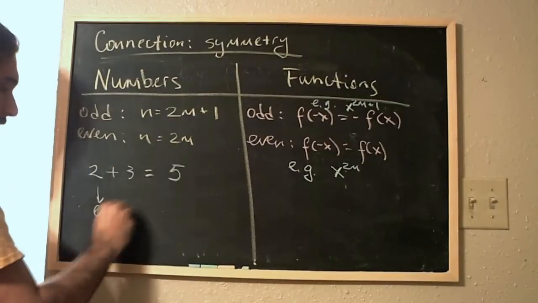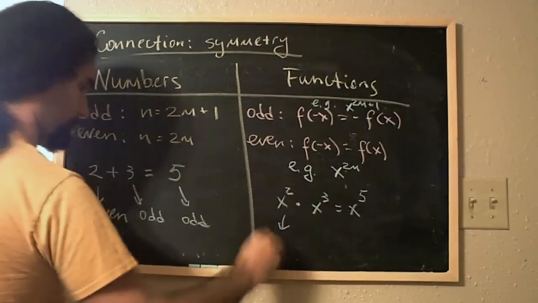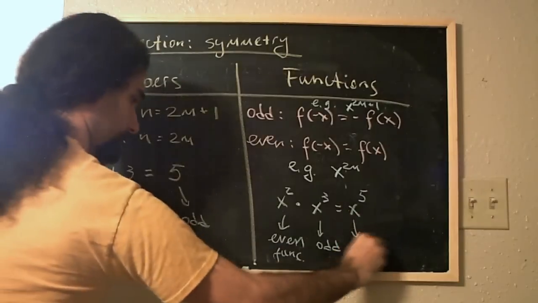So, with numbers you have 2 plus 3 equals 5, where 2 is even, 3 is odd, and the sum is odd.